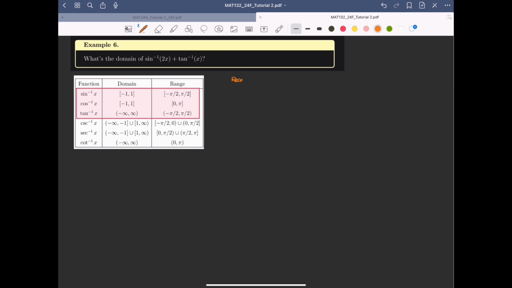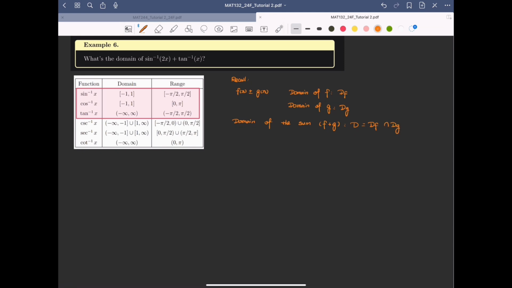Recall that if I have the sum of two functions, let's say f of x plus or minus g of x, and let's call the domain of f as Df, and the domain of g is Dg, then my new domain, the domain of the sum, that is f plus g, would be the intersection of those two domains.